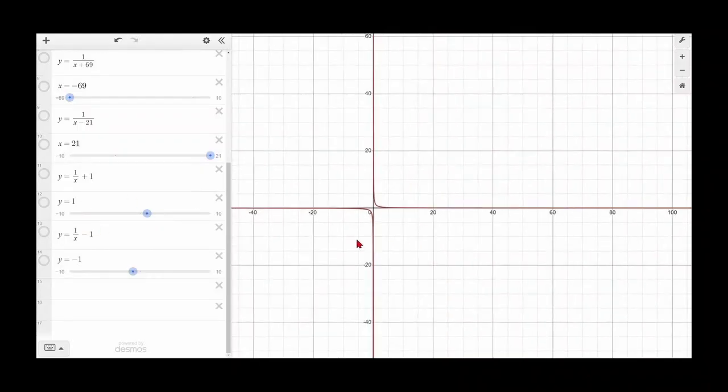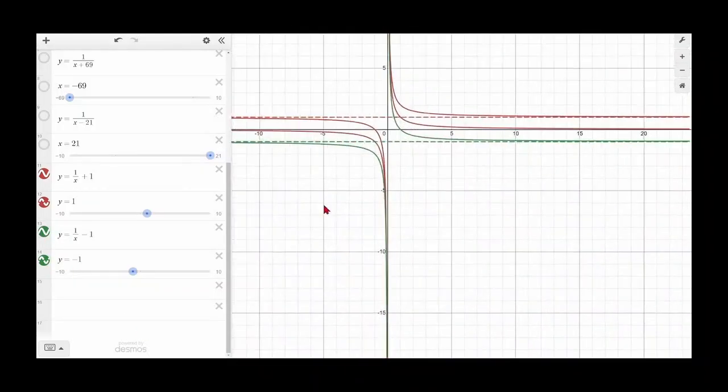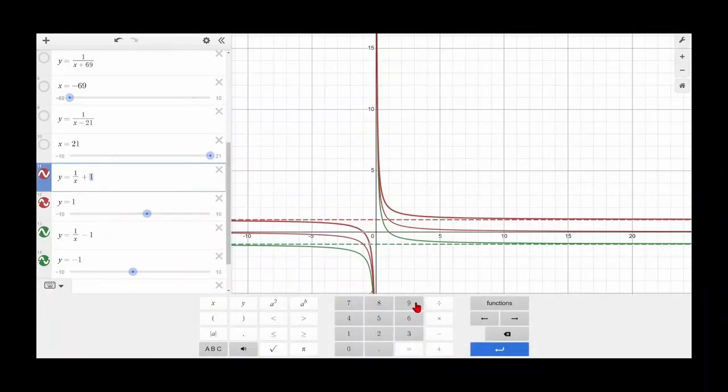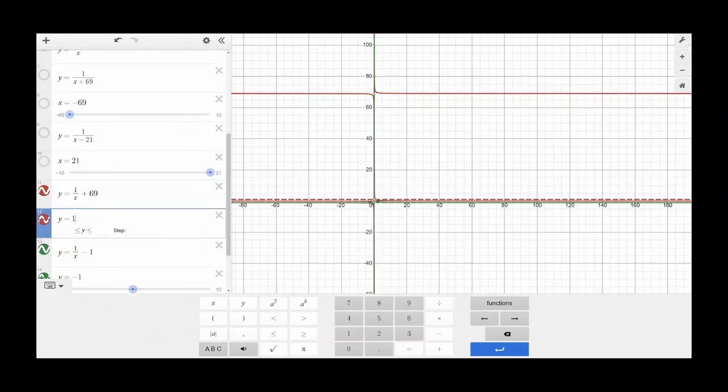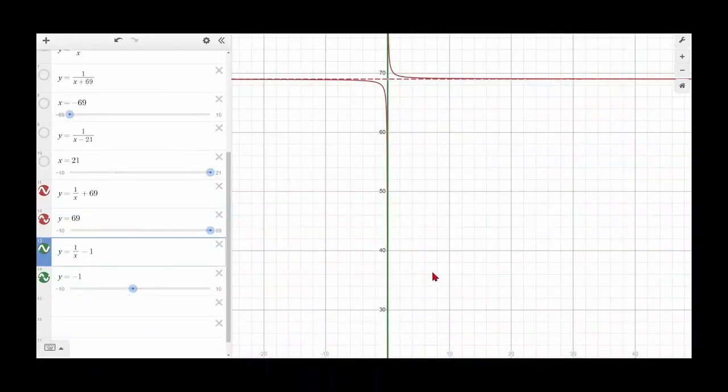And so the final thing we're going to look at is k, which is the vertical translation. For the vertical translation, if k is positive, it goes up, and if k is negative, it goes down. So that one's not too hard to understand, but of course, let's just play around with the settings here. So we'll go 69, and then our asymptote would also have to move up to y equals 69 there. Nice. And then that's how that one's done.